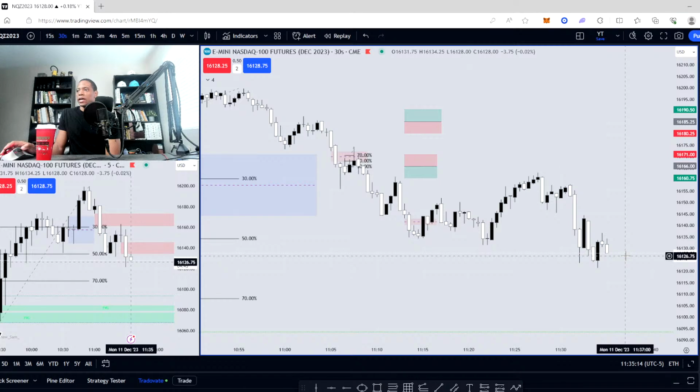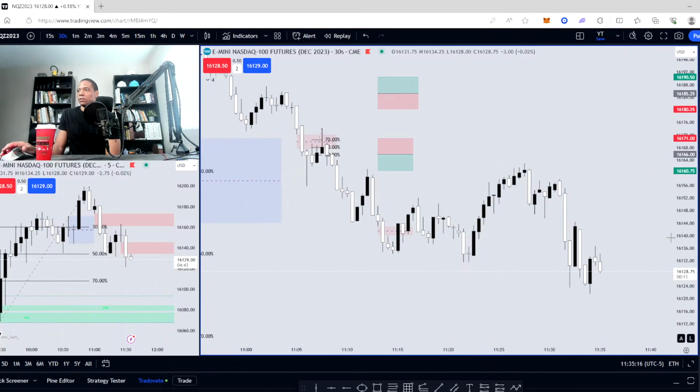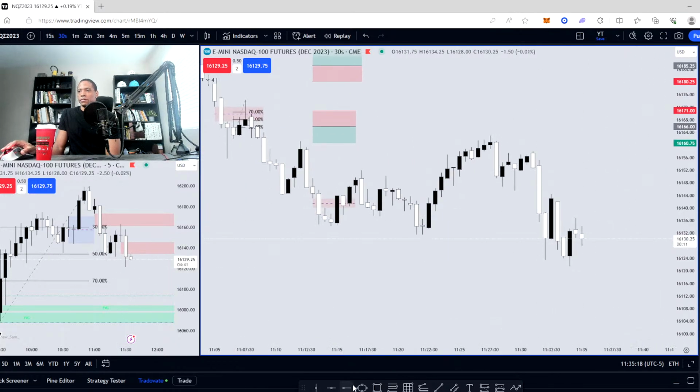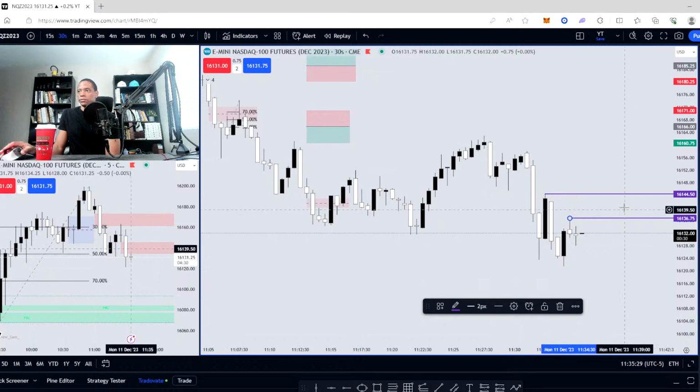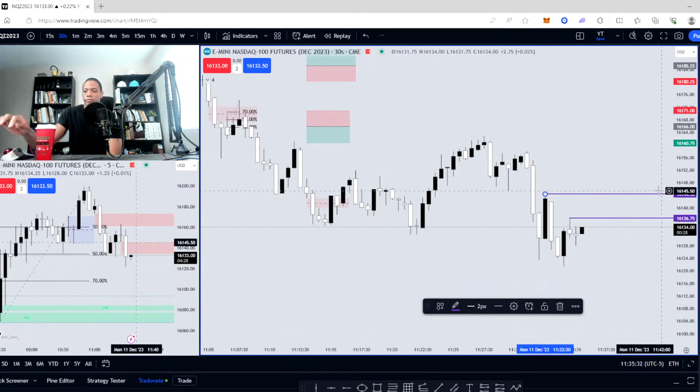Now, if we can get a sweep of a high, we're in business for a short. And we have a high here and potentially one here. Just depends on how this candle closes. Okay, it closed. So let's remove this one.